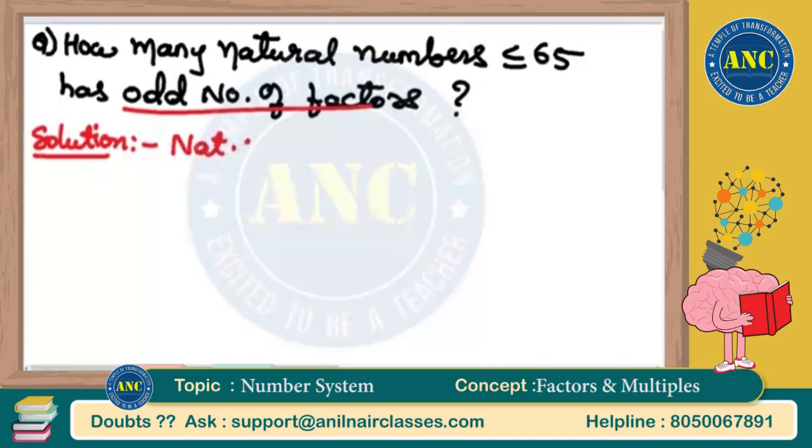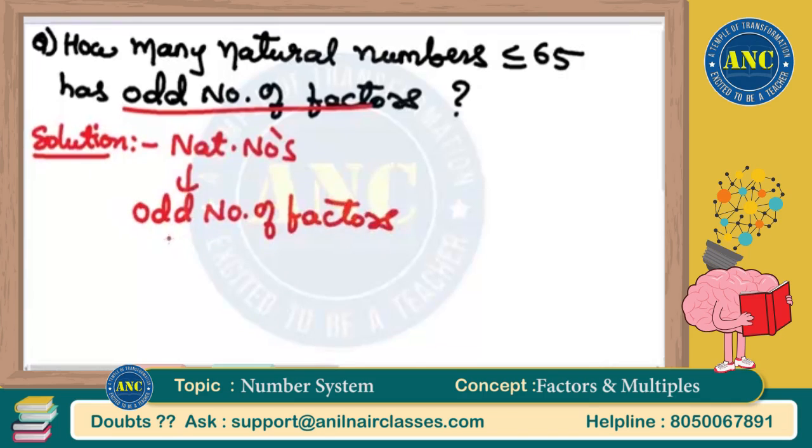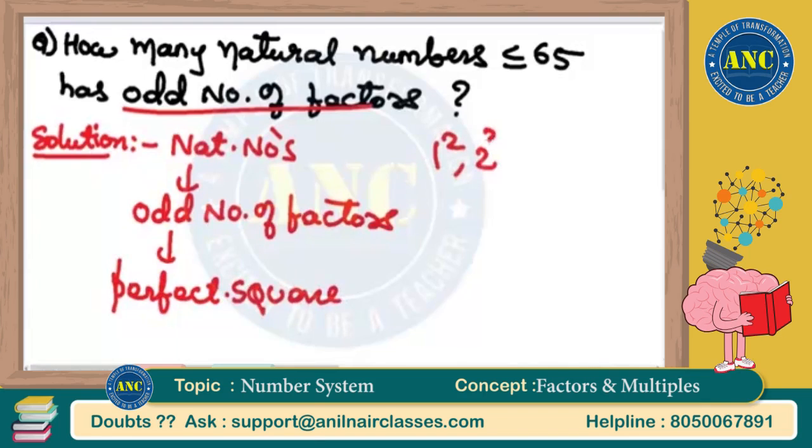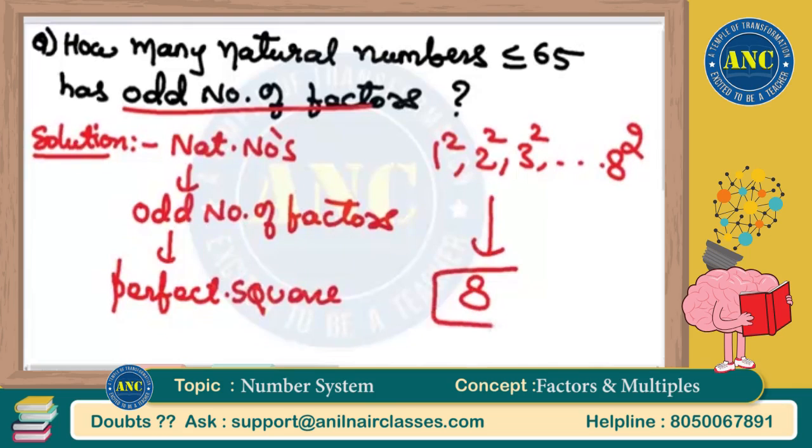How many natural numbers has odd number of factors? The natural number which has got odd number of factors is nothing but a perfect square. How many perfect squares are there less than or equivalent to 65? 1 square, 2 square, 3 square, and so on up to 8 square. Totally how many numbers are there? 8 numbers are there. Beautiful question.